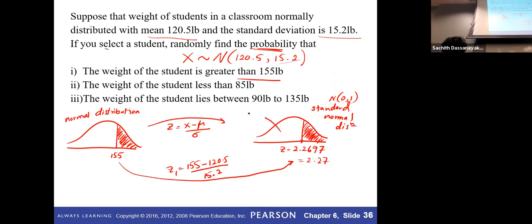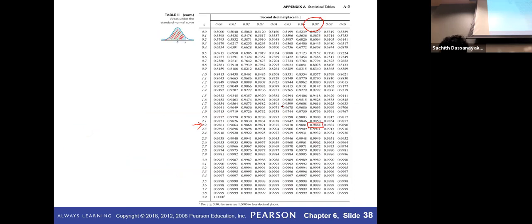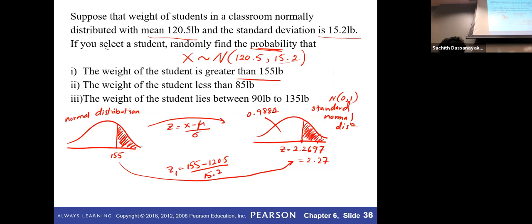So this area is 0.9884. This is this area, but you need this area. Then 1 minus this area, 1 minus 0.9884, gives you what you need: 0.0116. This is how you deal with this kind of problem.